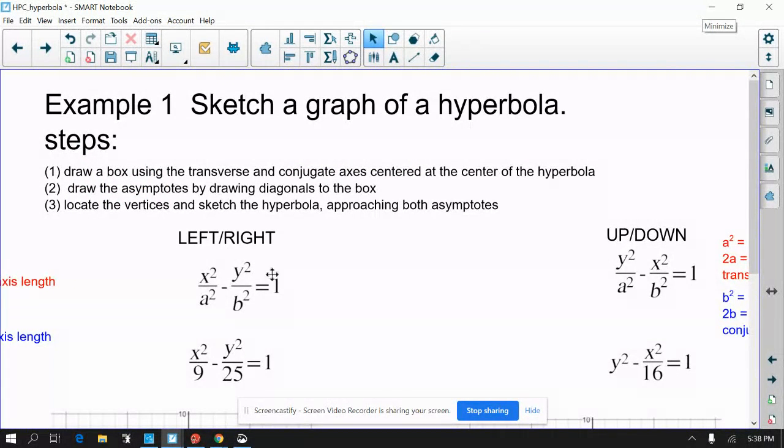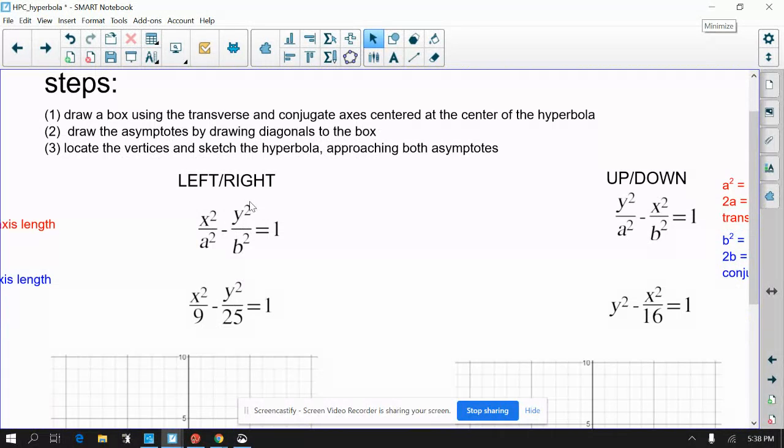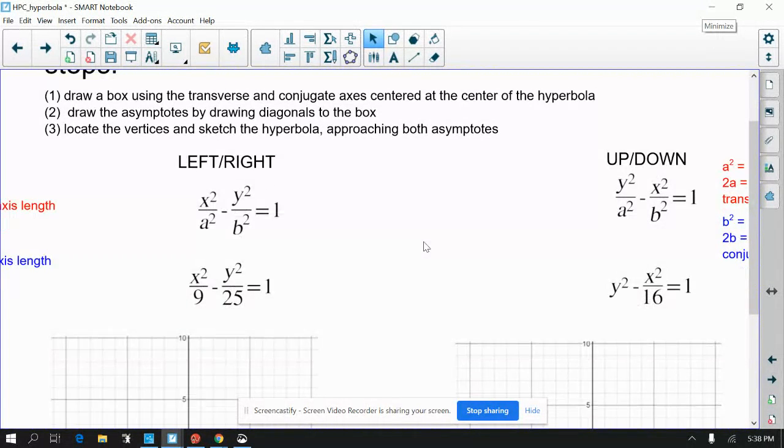So it's a three-step process. We're going to, first of all, find the center, but then draw a box around the center. And that's going to help us. We're going to use the transverse and the conjugate axes to draw that box. And then once we have the box, we're just going to draw a diagonal line through the corners of the box, and those will act as our asymptotes. And then we sketch our hyperbola. So we're going to do two, one that's facing left and right, and one that's facing up and down.